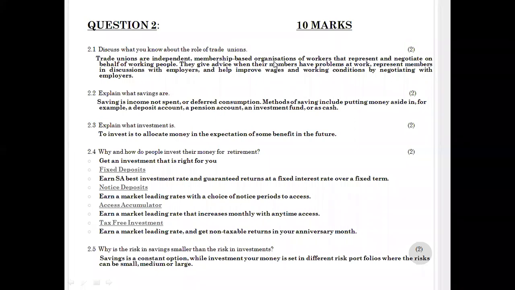Okay, so we're playing a little bit around here with this one. With 2.2, explain what savings are for 2 marks. I definitely want 1 mark to say where you put money aside for future use. Okay, that's 1 mark. If you don't touch it, or the way that you're going to save it by putting it in a deposit account, in investment, anything like that. As I said, if you're not sure, please ask.